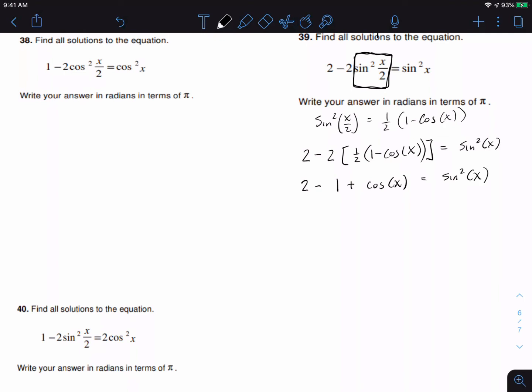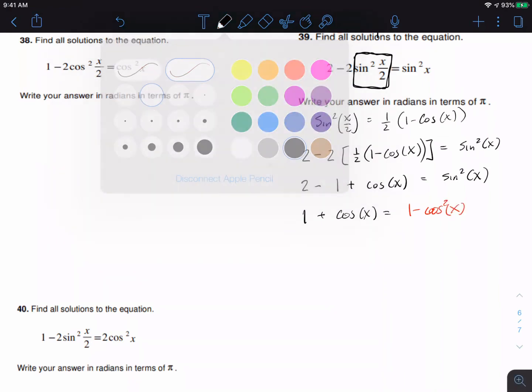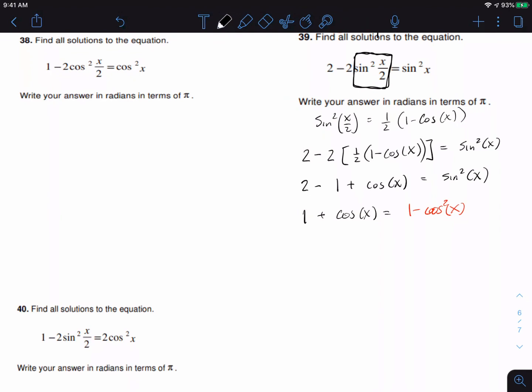But do I want them to have different trigonometric functions? Right? The answer is no. So I'm going to change the sine squared. Oh, let me actually start cleaning this up. Aren't I going to get 1 plus cosine of x is equal to, and I'll change the color so you guys can see I'm using the identity, 1 minus cosine squared of x. That's my sine squared piece.